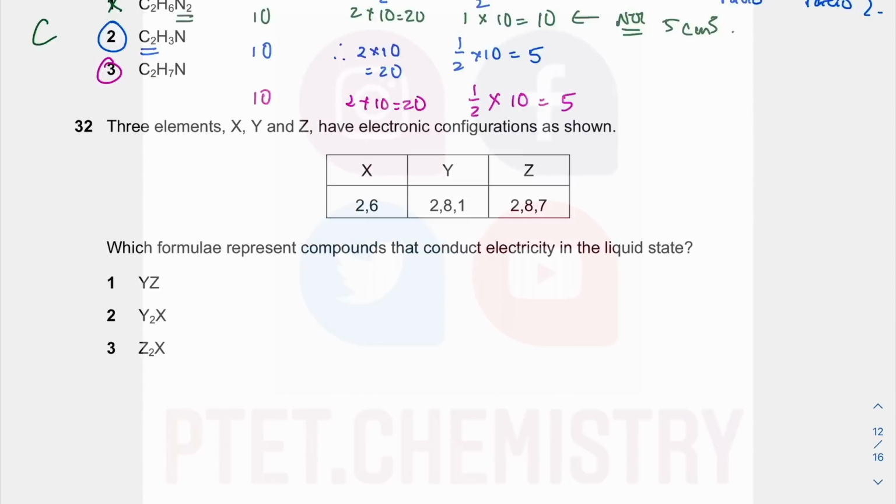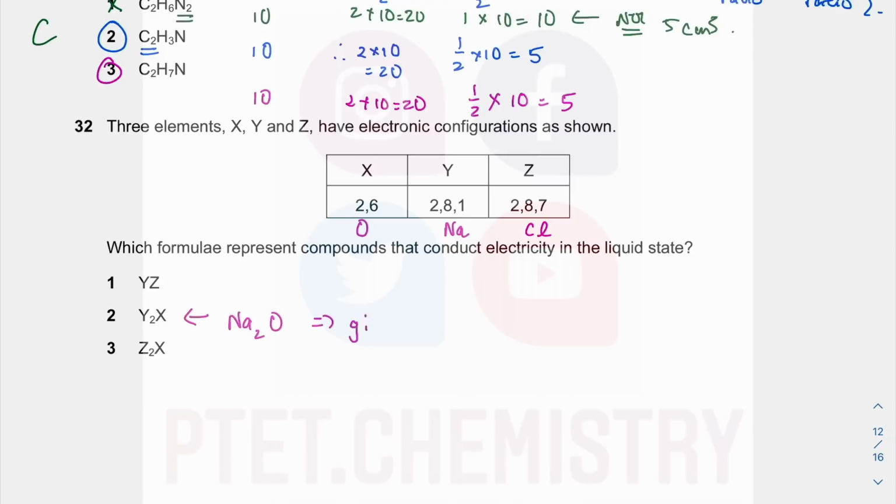Question 32. So you have this electronic configuration as shown. And then these are elements, and these are the compounds. I can tell you it's probably easier if you work out what element it is. 2 and 6, that's group 6, that's oxygen. And then 2,8,1, that is sodium. 2,8,7, that is chlorine. Okay. Well, Y2X, so you have Na2O.